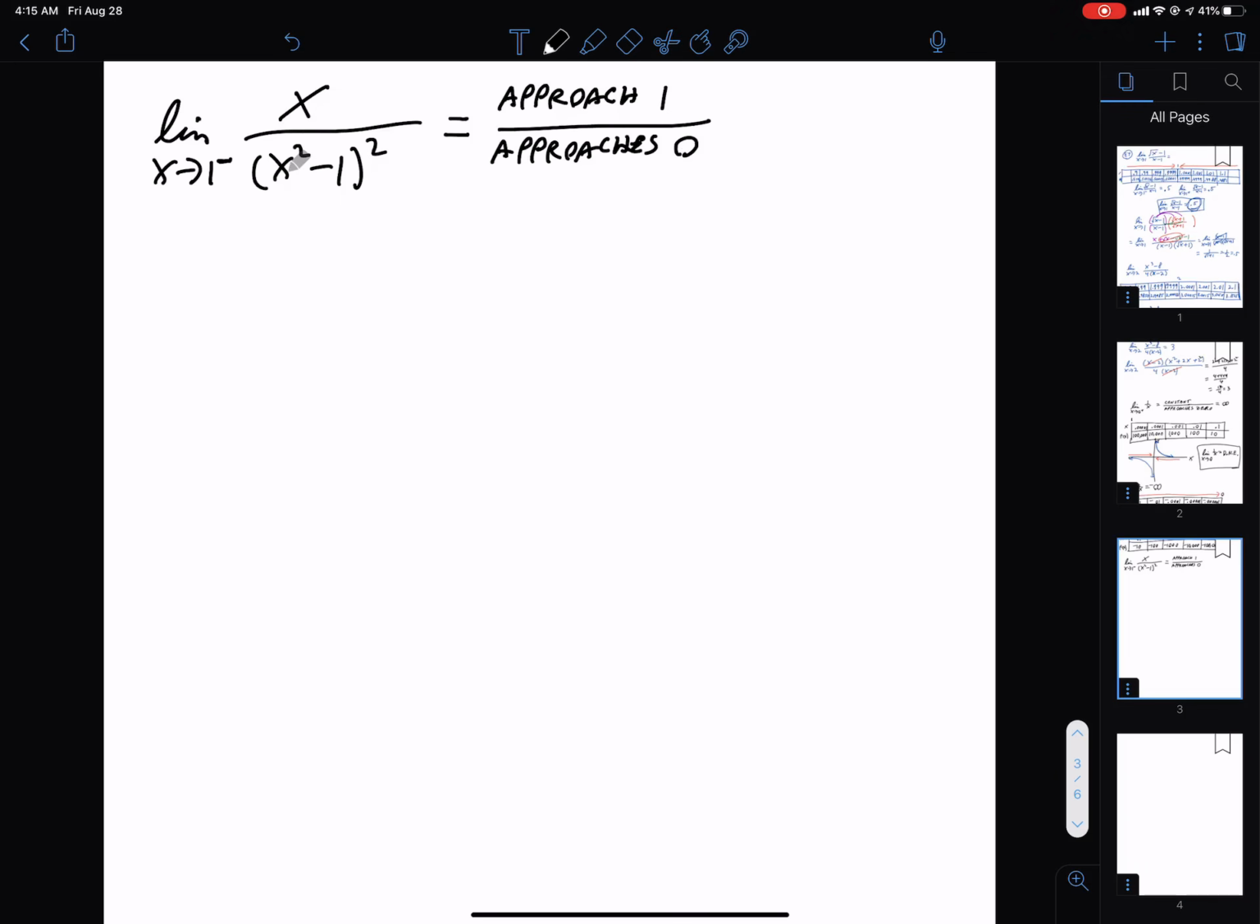I'll explain. Say you put in 0.9. 0.9 squared is 0.81. 0.81 minus 1 is a negative number, but since you're squaring it, it's going to be positive. So I'm going to put a positive 0. Since the top is positive and the bottom's positive, the answer is going to be positive infinity. If that didn't make sense to you, go ahead and process through that again.